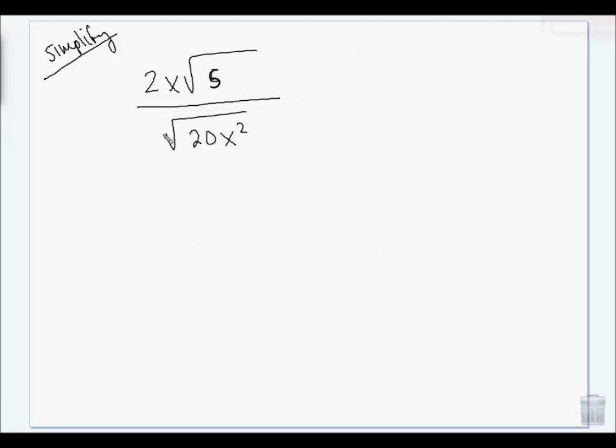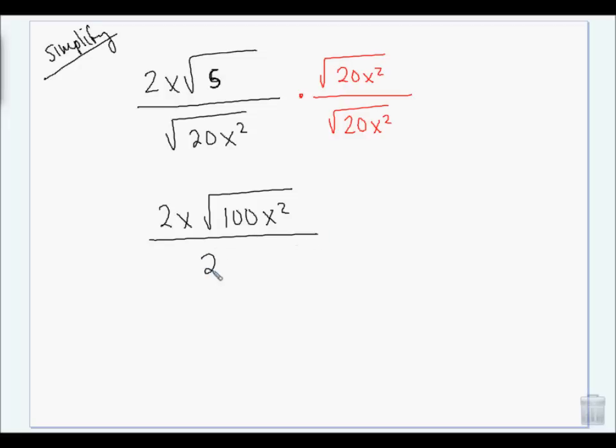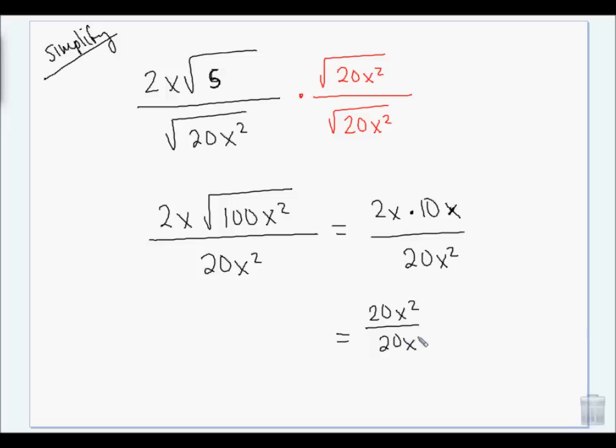If you recall, we can't have radicals in the denominator. So whenever we have a radical in the denominator, we're going to multiply. So this is going to give me 2x times the square root of 5 times 20 is 100x squared over 20x squared. Okay. Square root of 100 is 10. Square root of x squared is x. So I'm going to end up with 20x squared over 20x squared, which in this case is just 1.